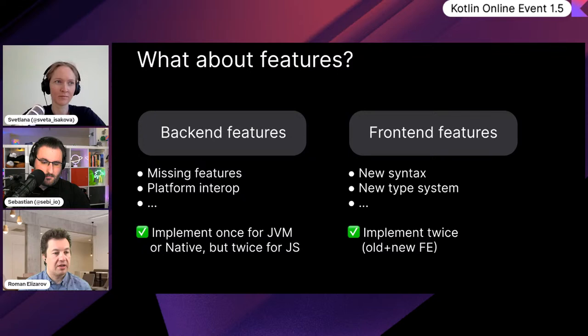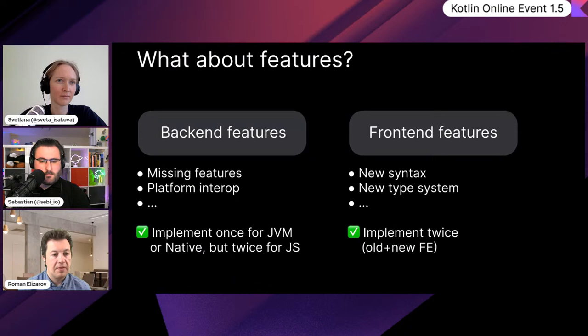Some missing feature implementation. Or for example, a backend feature is implementing something on the interoperability layer with a platform, for example, exposing new things to Objective-C, JavaScript, or JVM, or even some JVM interop annotations. Those are again backend features that don't involve adding new syntax.